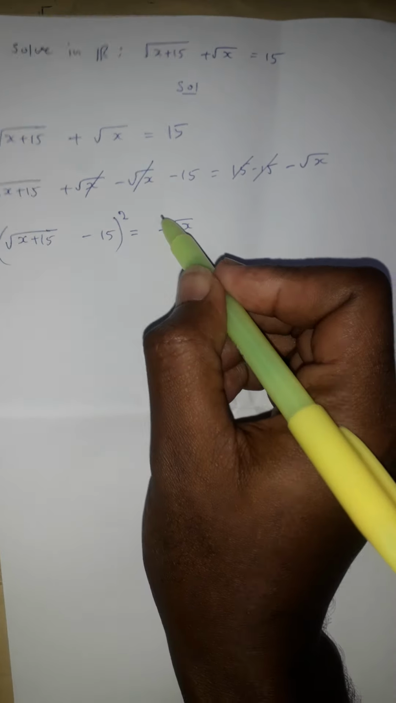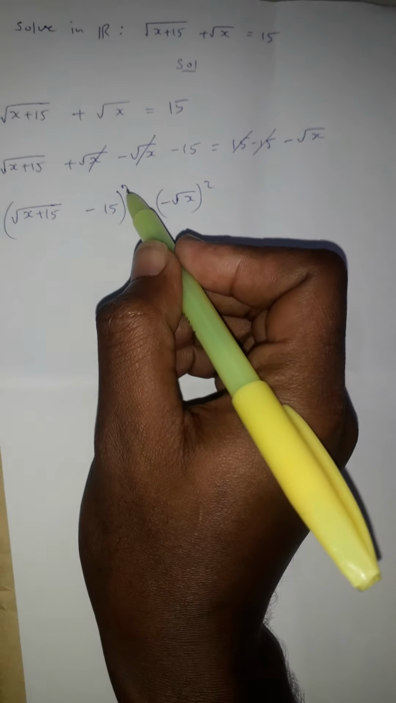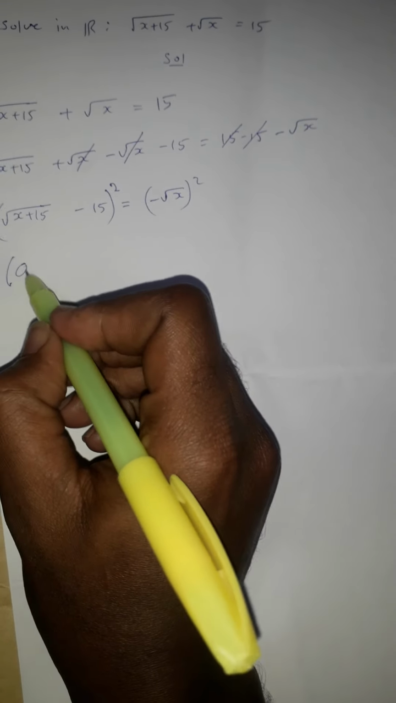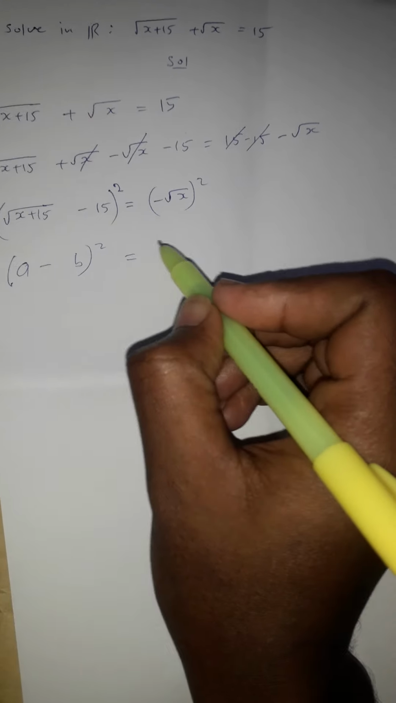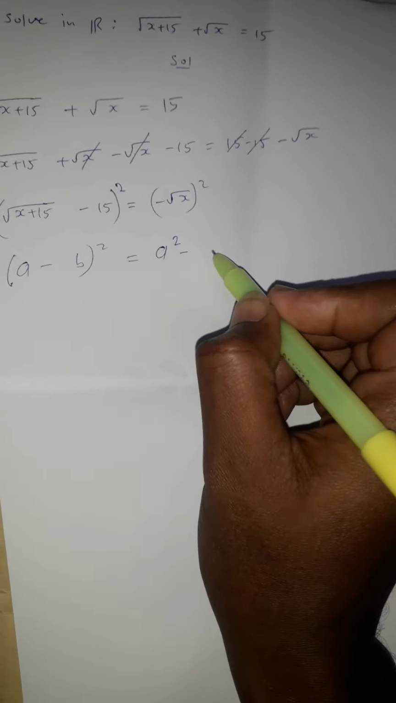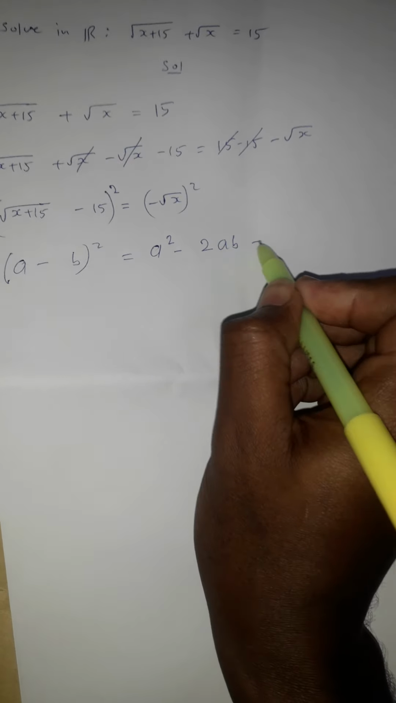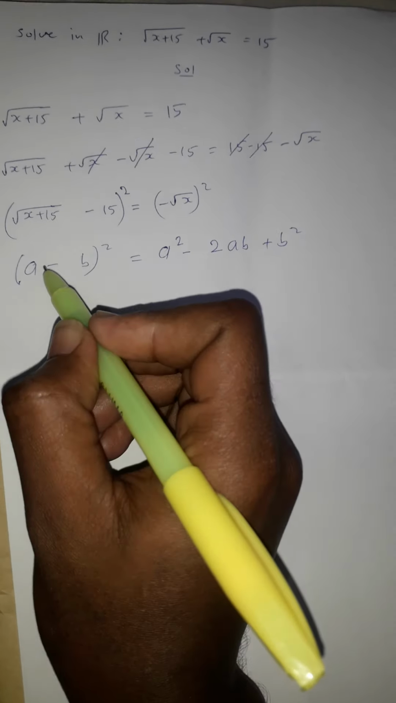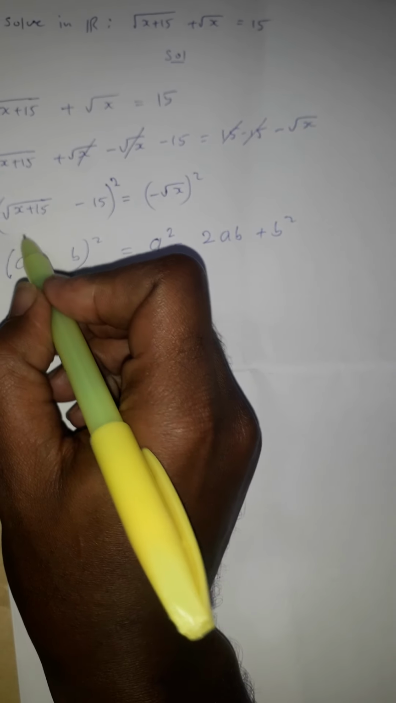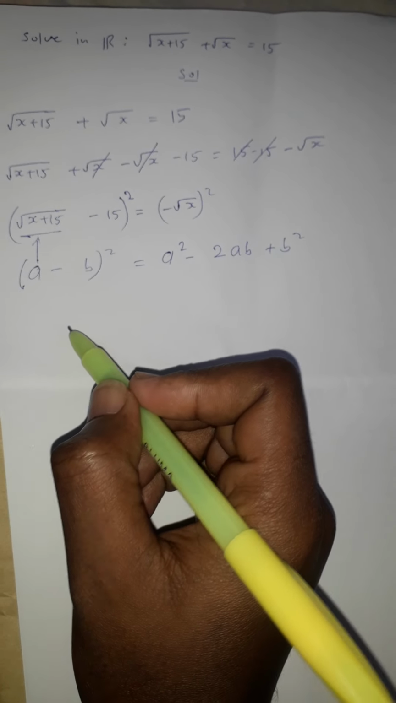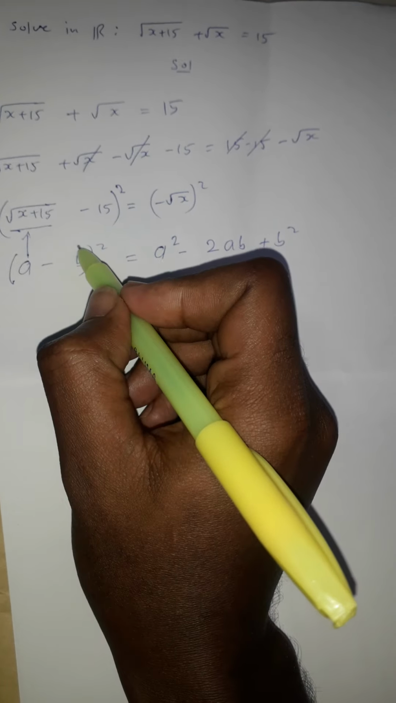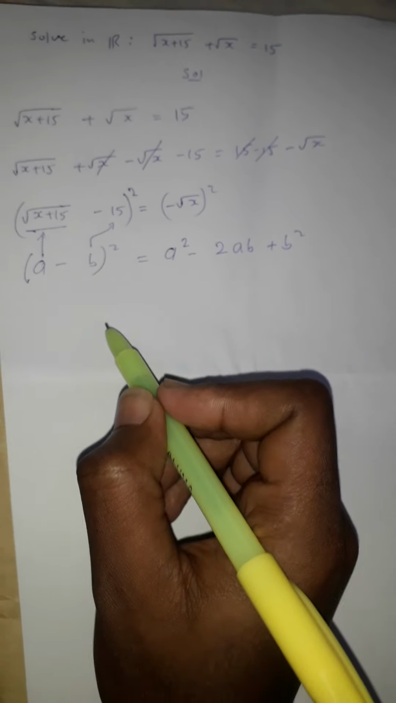Okay, so square both sides. This is like squaring a minus b, (a minus b) squared. So how do you factorize this? You factorize it as a squared minus 2ab plus b squared. So a stands for root (x plus 15), and b stands for 15.